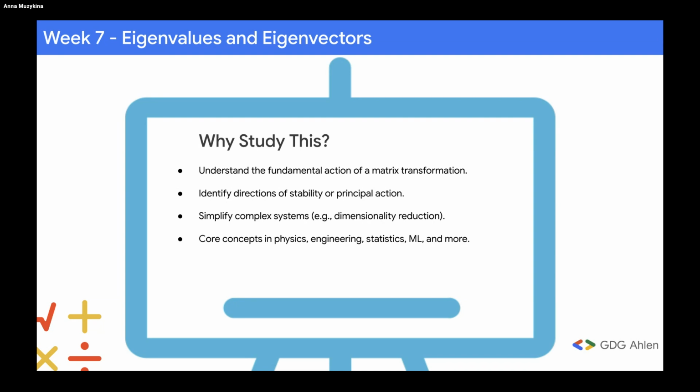By understanding these fundamental directions and how the transformation acts along them, the scaling factor given by the eigenvalues, we can often simplify the analysis of complex systems. A prime example we will see later is dimensionality reduction in machine learning using PCA. These concepts are truly foundational and appear across many scientific and technical fields.